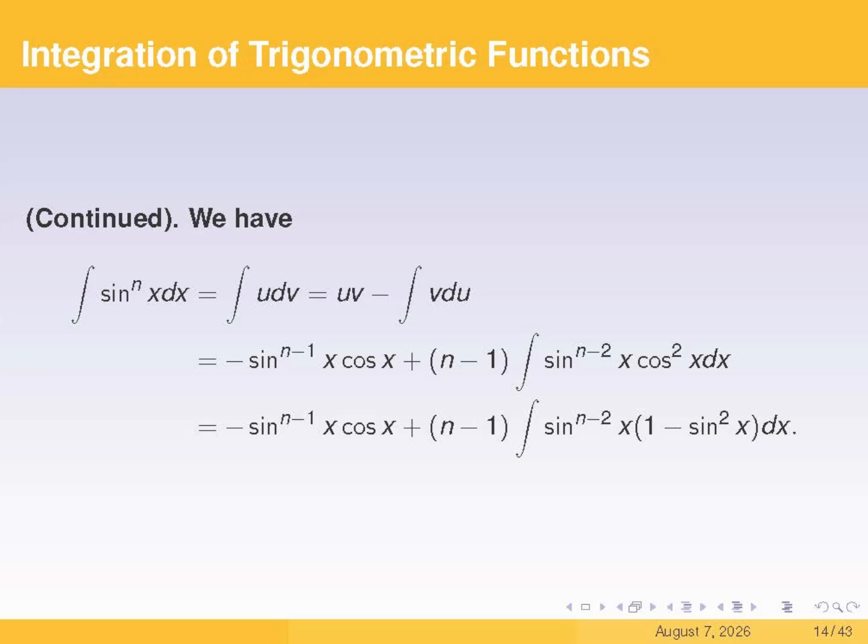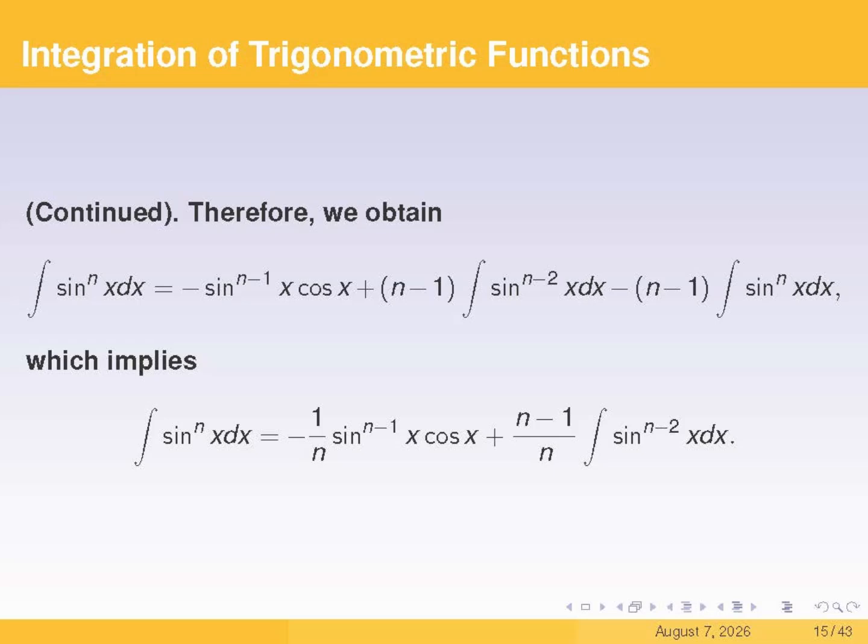The last line utilizes the identity cosine x squared equals 1 minus sine x squared. Expanding the mathematical expression on the last line of the previous page yields the expression on line 2. Finally, by treating the indefinite integral of sine x to the nth power as an unknown, we can solve for it to obtain the reduction formula on the last line. This formula shows that the power of sine x is reduced from n to n minus 2.